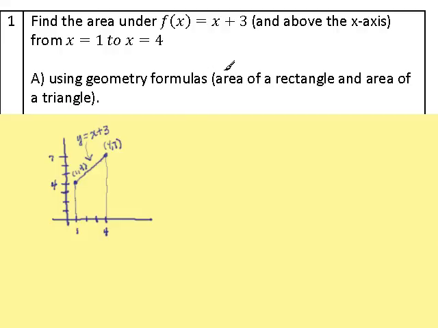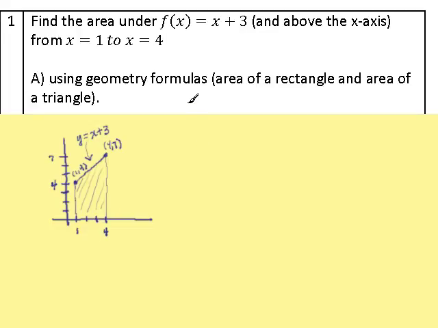In number 1, we want to find the area under f of x equals x plus 3 and above the x-axis from x equals 1 to x equals 4. So here we have a picture of the area. It's this area right here. And here we have the line, y equals x plus 3. And we're looking at the area underneath and above the x-axis.